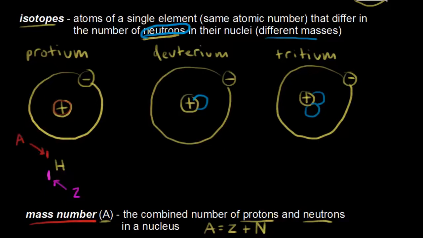So let's draw one for deuterium. So it's hydrogen, so we put an H here.